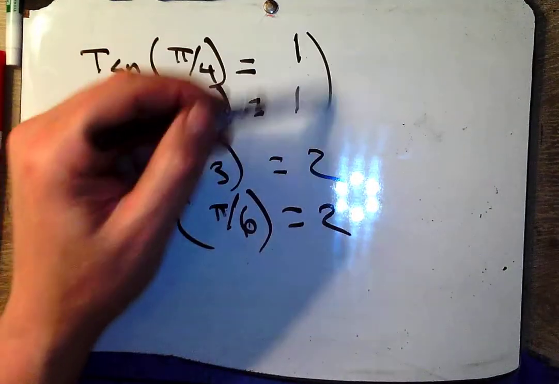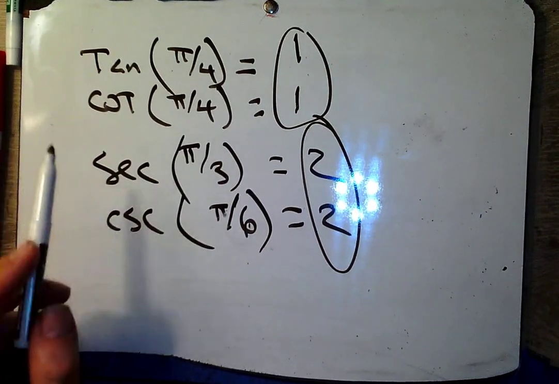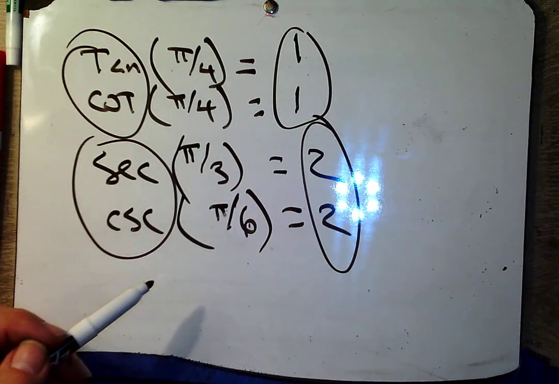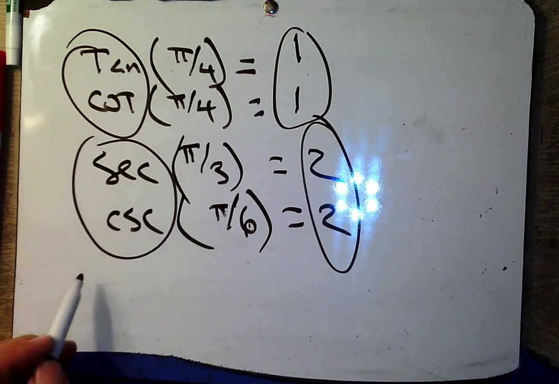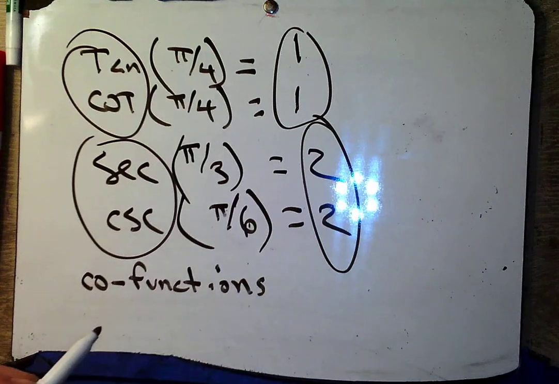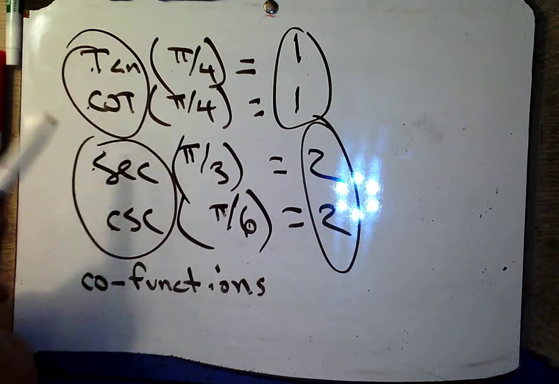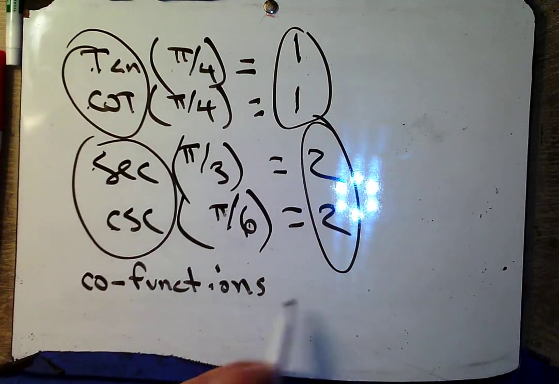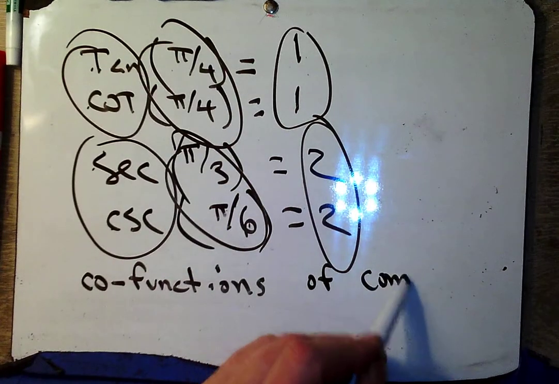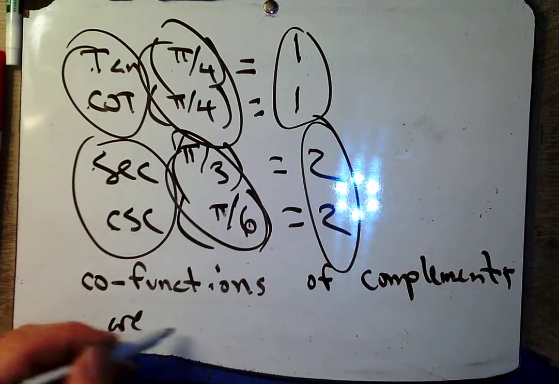So this rule about these things being the same, that's not just true for sine and cosine. It turns out it's true for all these pairs of functions as well. And so what do we call these? We call them cofunctions. Sine and cosine, secant and cosecant, tangent and cotangent. And we can say that cofunctions of, what was the relationship between these angles? They were complements. Cofunctions of complements are samesies.